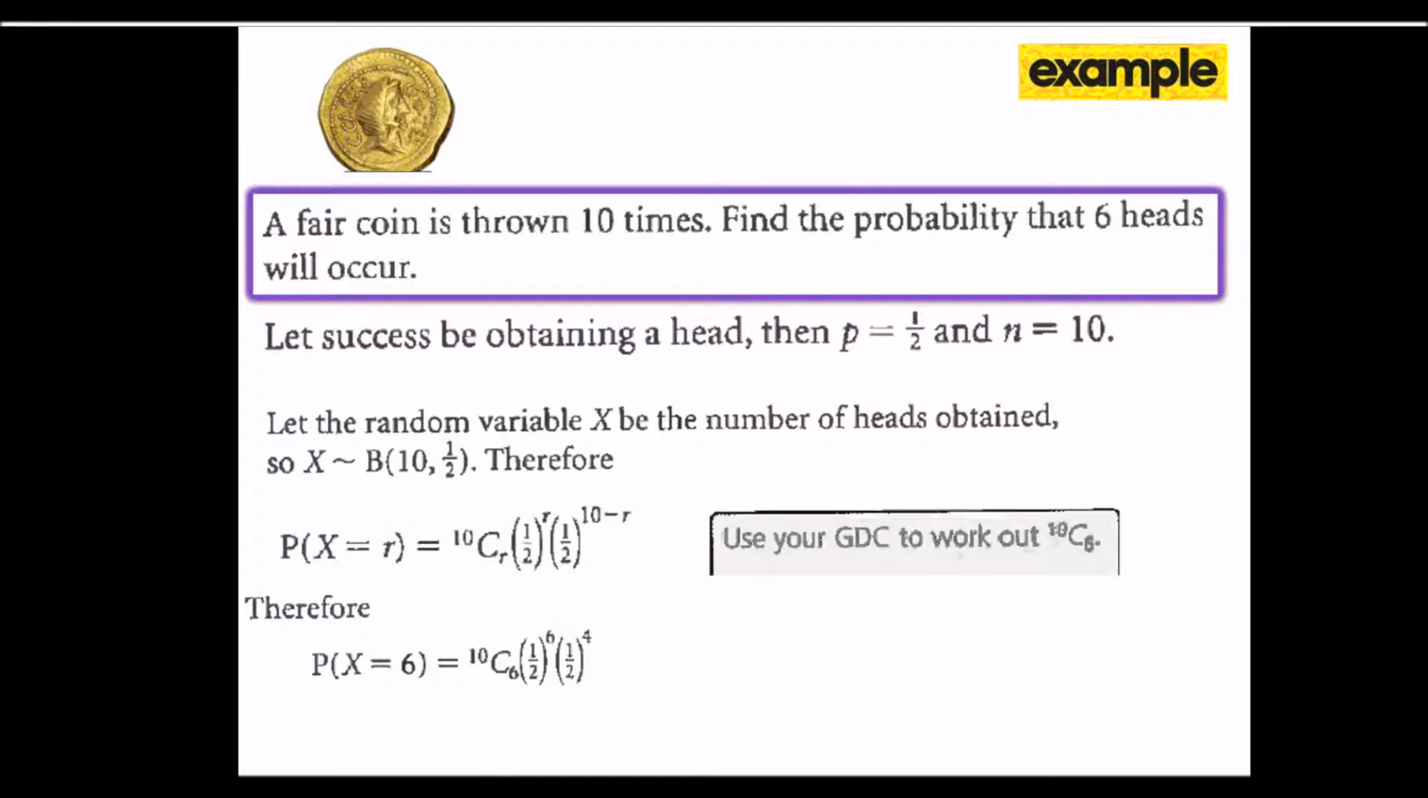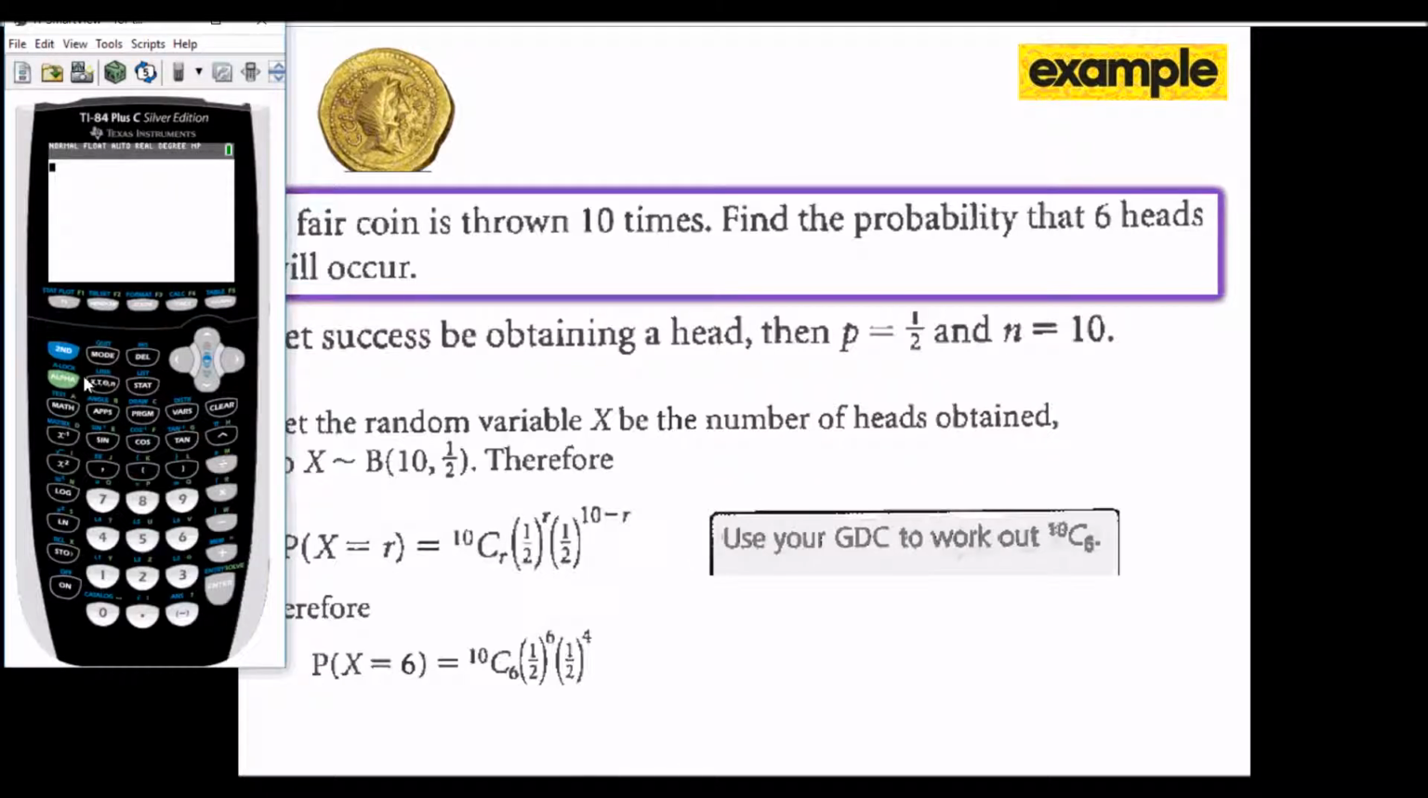So you can use your GDC to work out 10 C 6. Let's just remember how to do that. One way you can do it is you can go math. Now this is all to do with probability, so go across to probability, and nCr is right there. You could just type in number 3 if you want. And then pop in the 10, pop in the 6, enter. There you go. So 210 is the binomial coefficient. Just reminding us how we do that.